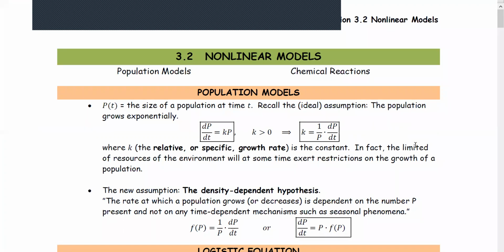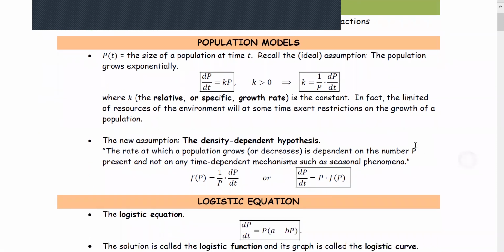Section 3.2 Nonlinear Models. We will look at the population models and chemical reactions in this section. For the population models, in the ideal situation, the population grows exponentially, or we get the differential equation dP/dt equals k times P, where k is greater than 0 and k is the constant called the growth rate.